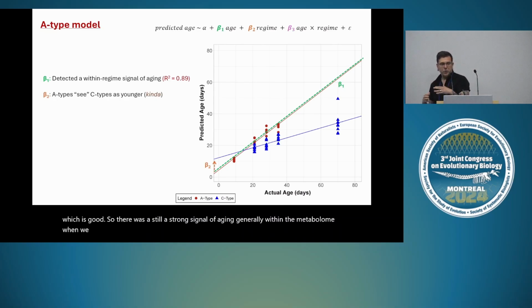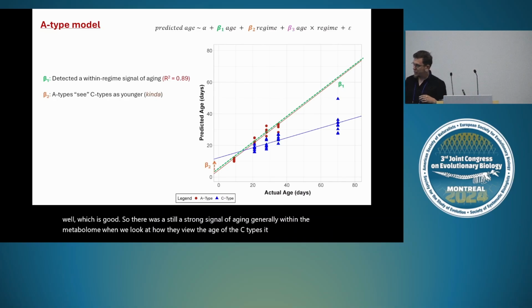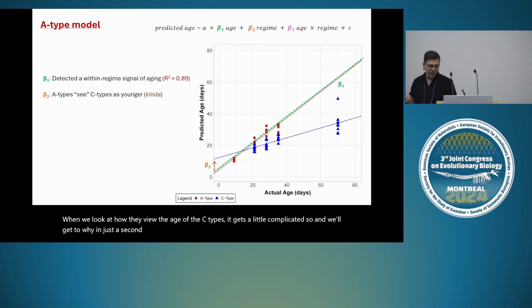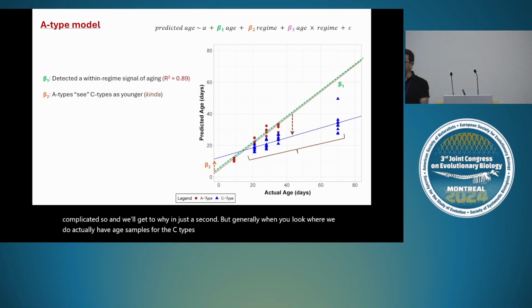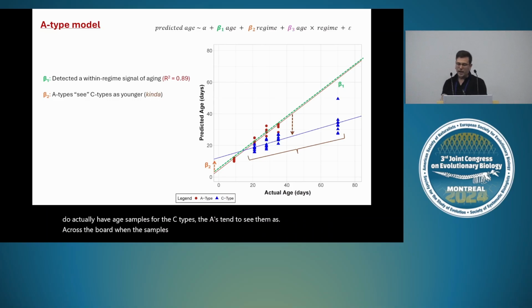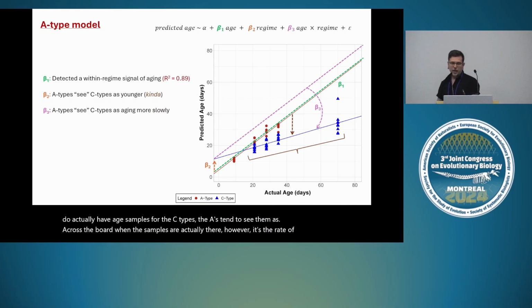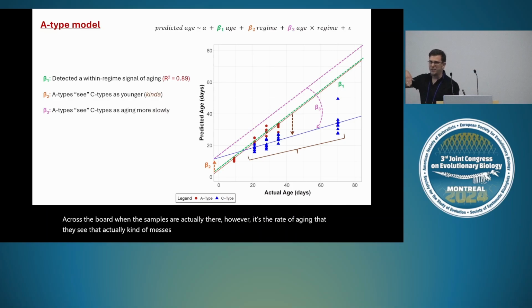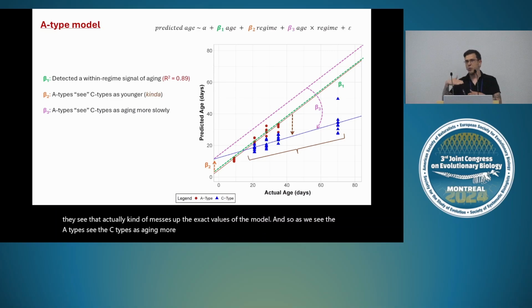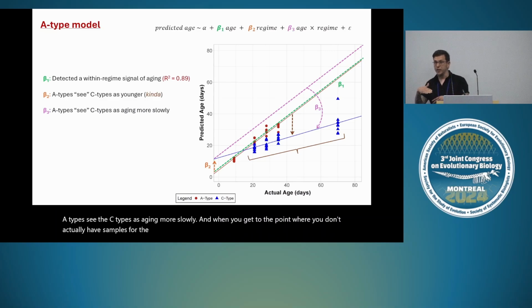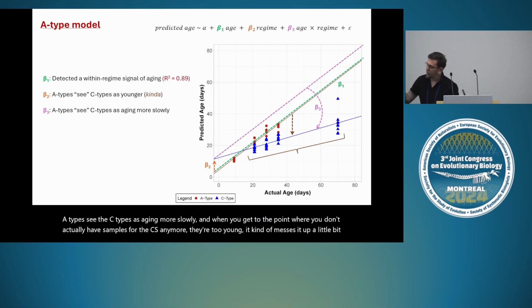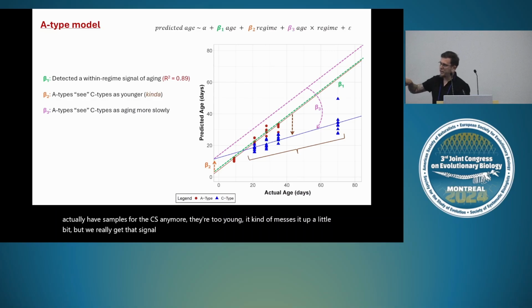When we look at how they view the age of the C-types, it gets a little complicated, and we'll get to why in just a second. Generally, where we do have age samples for the C-types, the A's tend to see them as younger, across the board. However, it's the rate of aging that they see that messes up the exact values of the model. The A-types see the C-types as aging more slowly, and when you get to the point where you don't have samples for the C's anymore because they're too young, it messes it up a little bit. But we really get that signal of a different rate of aging here, and also a difference in perceived age.